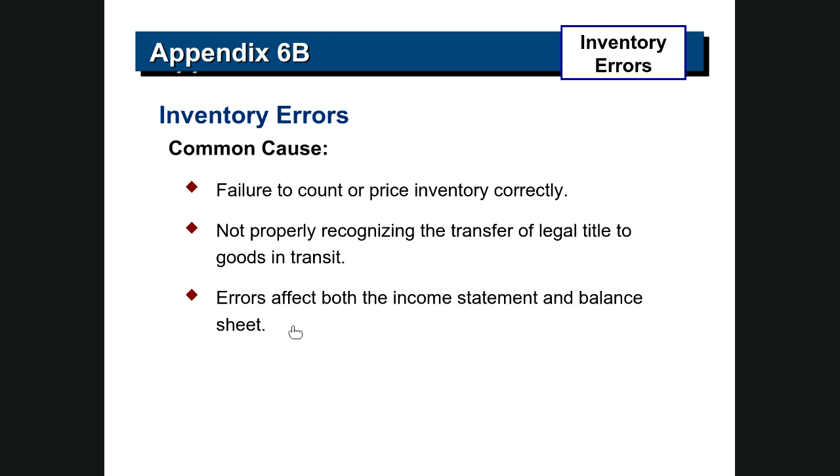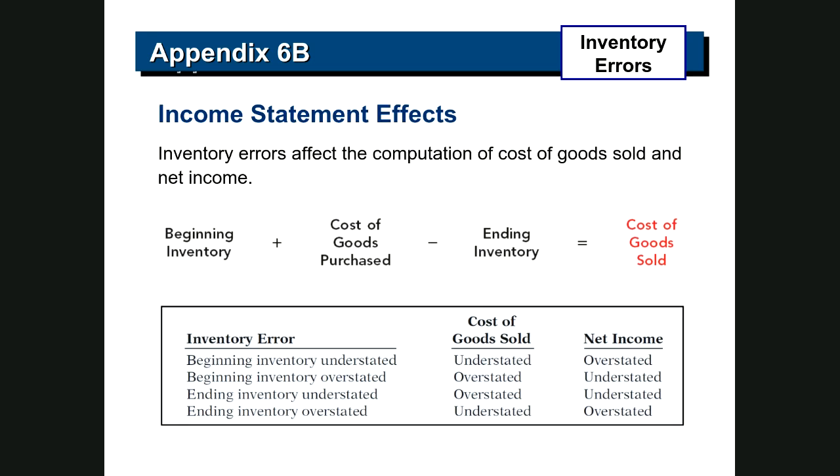That means the ending inventory is reported in which financial statement? Yeah, balance sheet. The cost of goods sold is reported in which financial statement? The income statement. That means both statements are going to be inaccurate. Are you following? All right. So now I'm going to present a slide to you. It requires a little bit of processing in your head to understand.